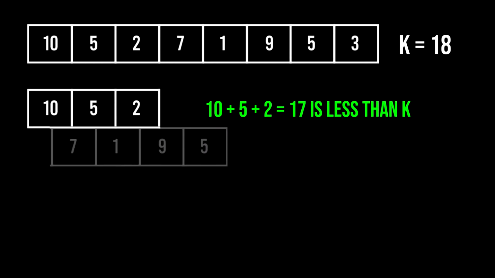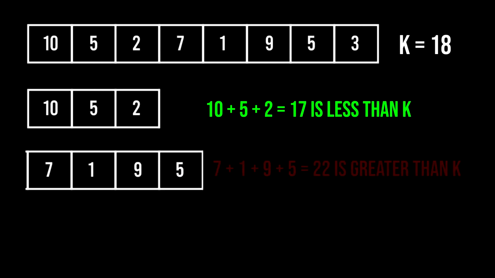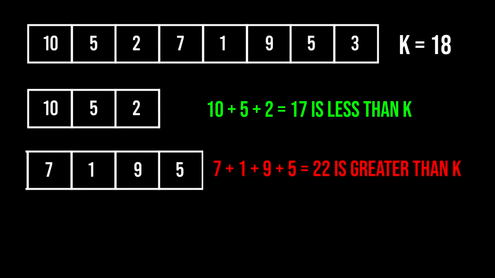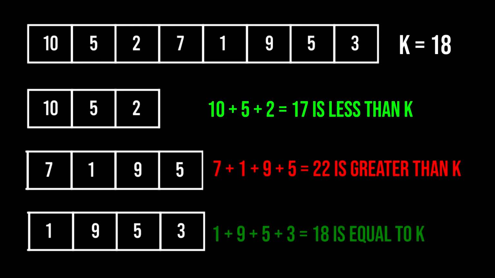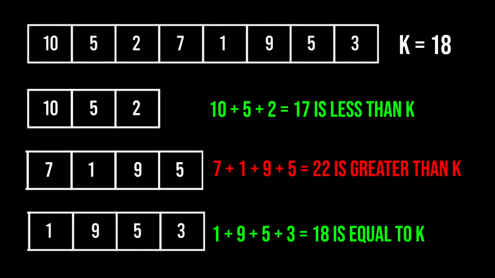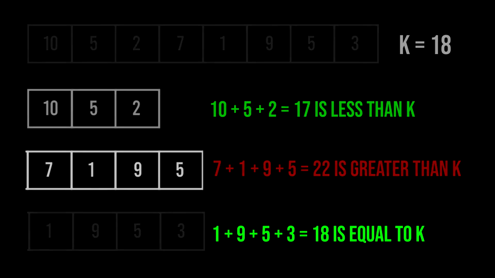Let's take the subarray 7195. Add the elements and we get 22. That's greater than k. Let's take the subarray 1953. Add the elements and we get 18. The length of this subarray is 4, but we still need to check if any of the other subarrays having length longer than 4 is having a sum that is less than or equal to 18.